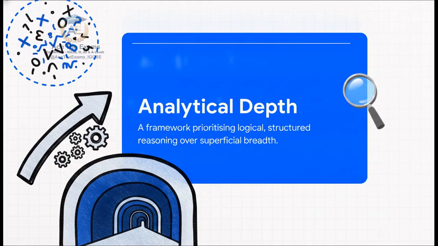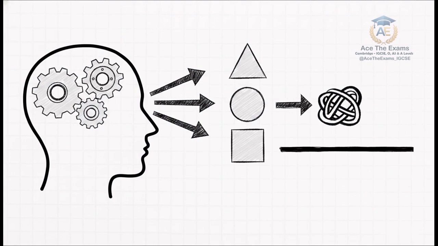This is a framework that heavily prioritizes logical, structured reasoning over superficial breadth. The examiners absolutely do not want to see a scattergun approach. You know the one, where a student panics and just throws every mathematical identity they can think of onto the page, praying something sticks. No way. They want a deep, focused, logical progression of thought where every single line of algebra naturally, inevitably follows from the previous one. To prove you actually have that analytical depth, you need to hit three distinct cognitive domains.